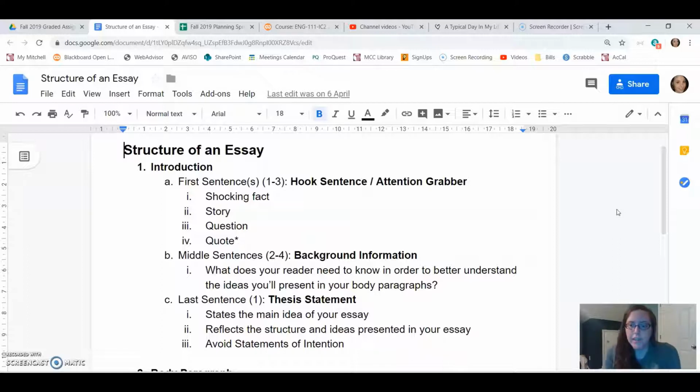A statement of intention is a sentence that says anything like, "In this essay, I will tell you about a day in the life of me." When you have futuristic verb tenses, like "this essay will," or even language that reflects your essay itself, saying "this essay discusses," "this essay is about," you want to avoid all of those types of language.